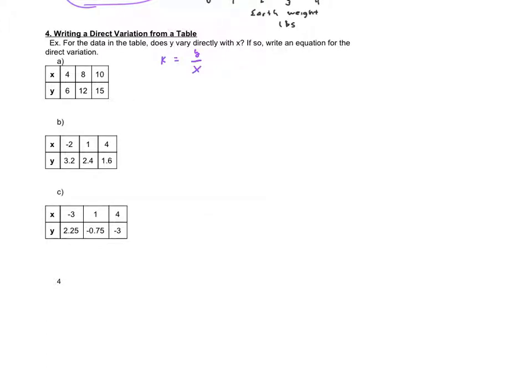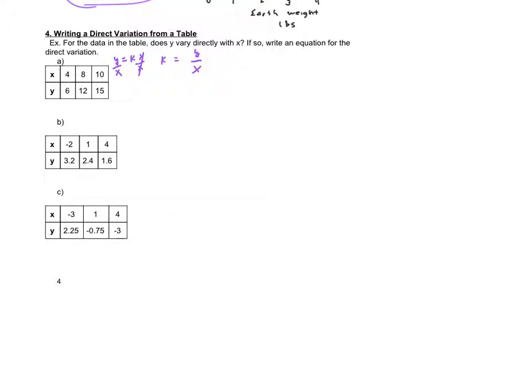And if you're curious where that came from, I have y equals kx, and if I wanted to isolate k, I would divide both sides by x, and there we go, y over x equals k.